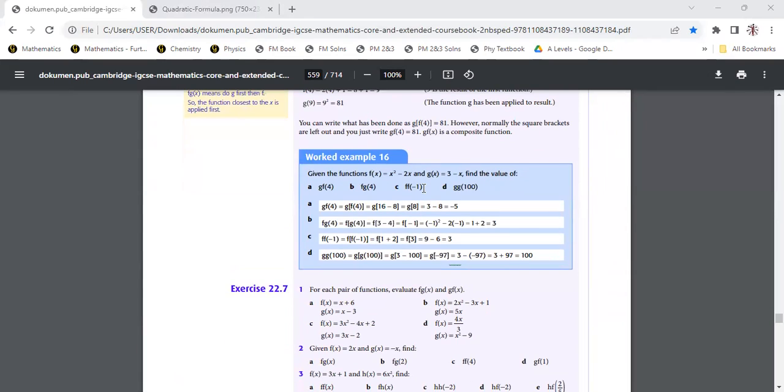Let's say if you wanted to do, let's say, fg of x. How would we approach this problem for this question? Who would like to answer this? What would we do for this?